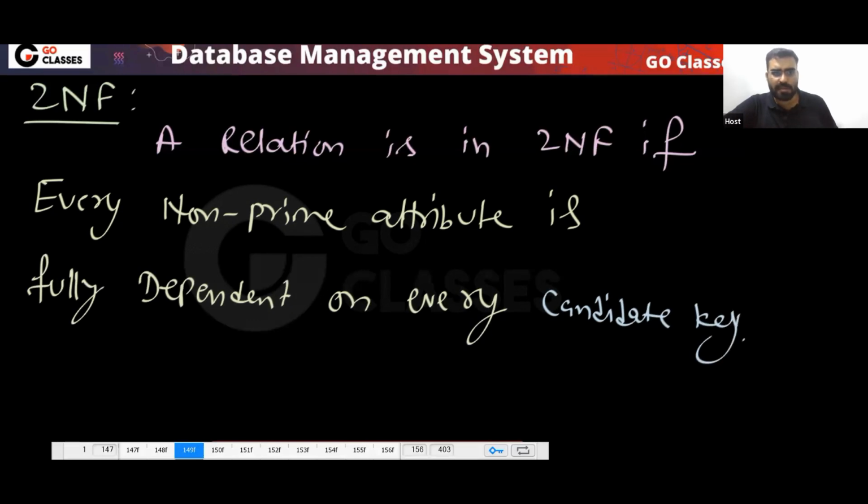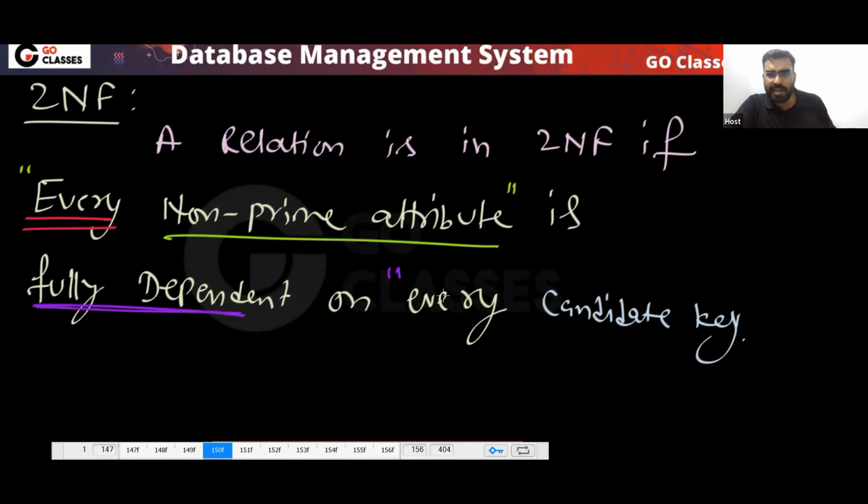Okay. See, these words are very important. Every non-prime attribute. This word is important. First of all, every. This is the first word which is important. Every non-prime attribute must be fully dependent on every candidate key. All these words are important. Read the definition carefully. Every non-prime attribute is fully dependent on every candidate key.